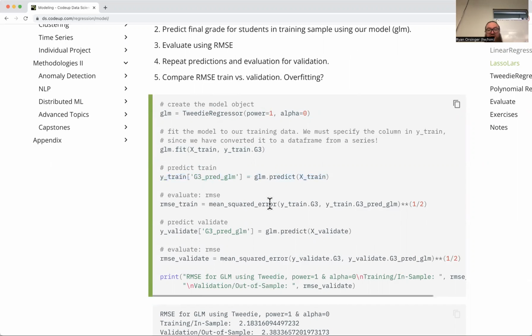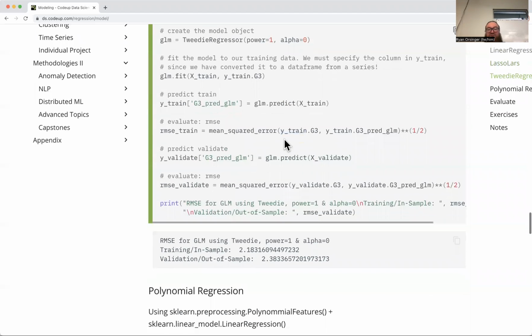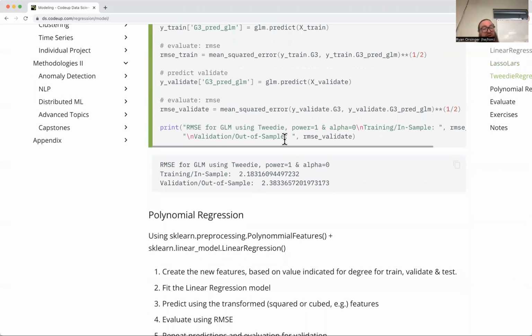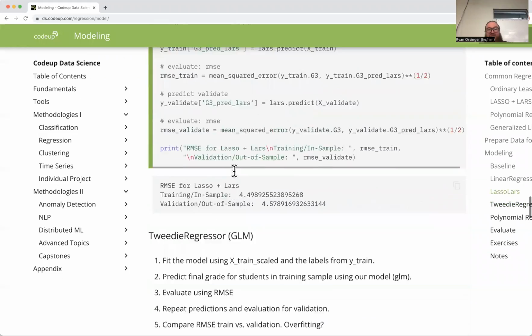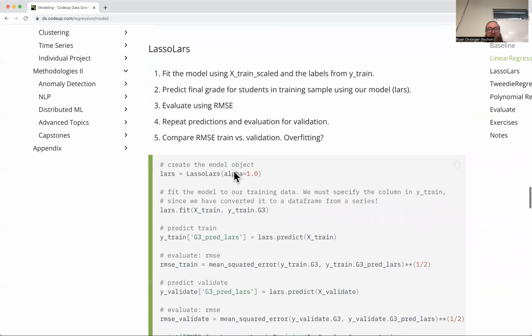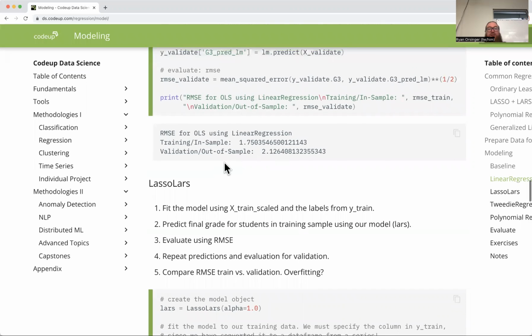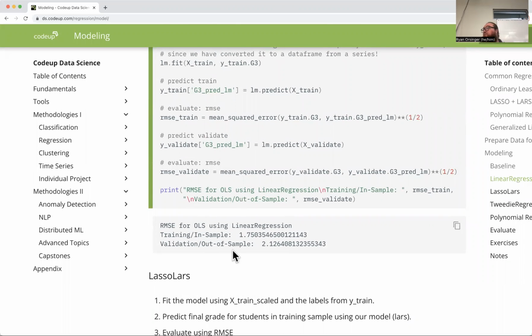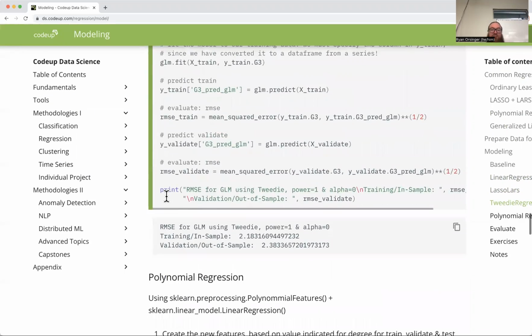Once we have predictions, we will use those. We calculate the mean squared error of the real versus the predictions, take the square root of that, so we're getting back into original units. We'll predict validate as well, and we see Tweedie regressor, in sample and out of sample, it's a tiny bit overfit, but it's doing a lot better overall. So it's 2.18 grade points and 2.38 grade points. And given that it's less overfit than that first linear model, I feel more comfortable with it. And we can keep going.